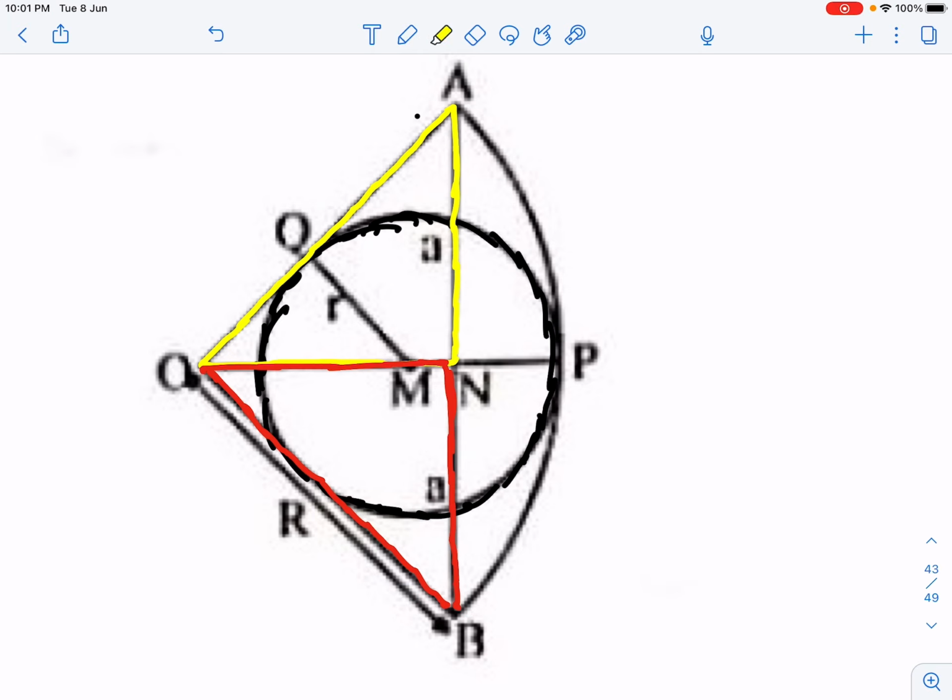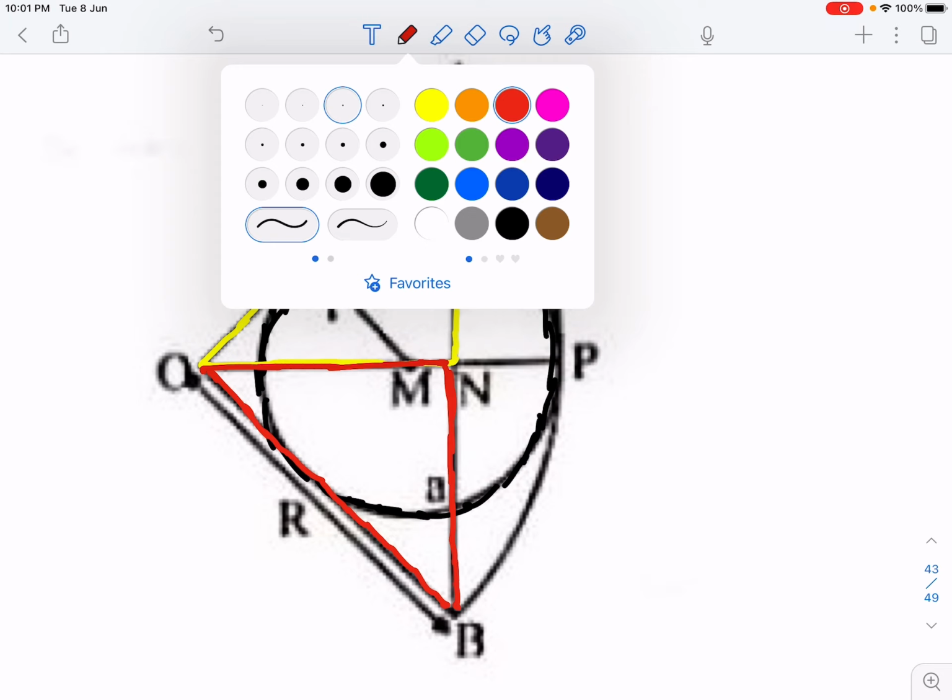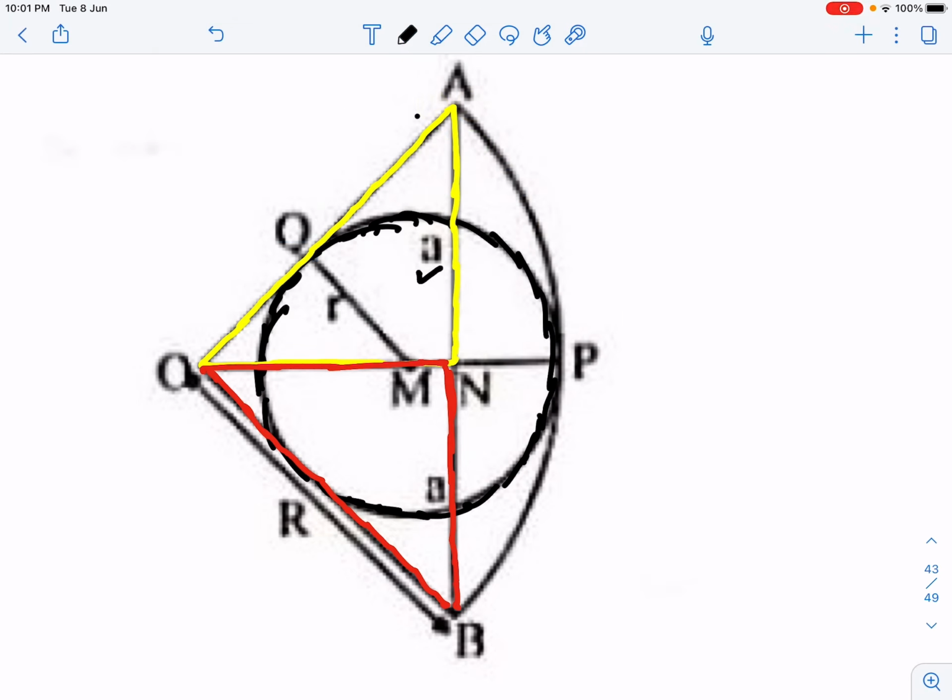Now, sir, what would you tell us in these two triangles? My dear students, this is small a, and this is also small a. The radius of the same sector, so capital R, this will be becoming over here. What else? ON is common. ON is common in these two triangles.